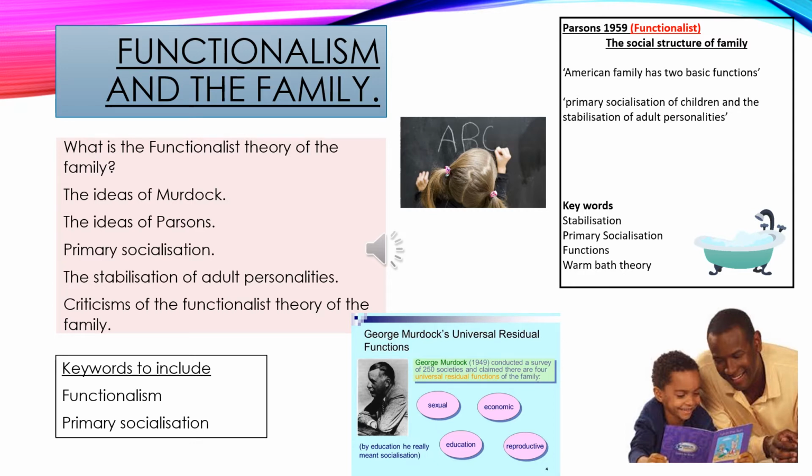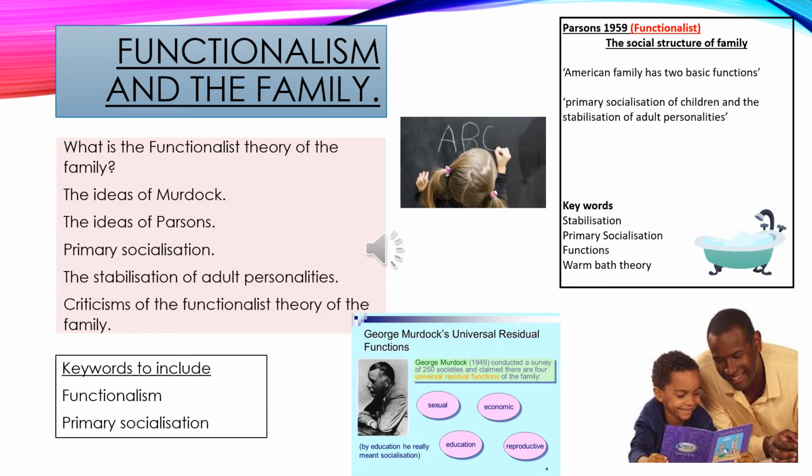The idea that the nuclear family is an escape from work. So you may want to play on that with Marxist ideas and the idea that work is so terrible we need the family to escape from it. So Murdoch and Parsons are really where you want to focus your efforts.